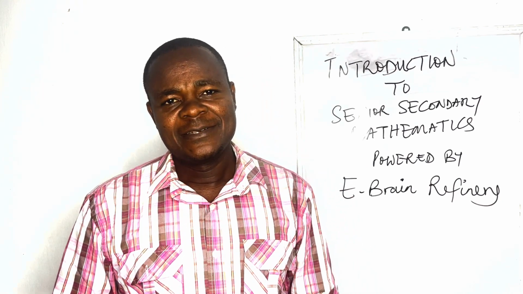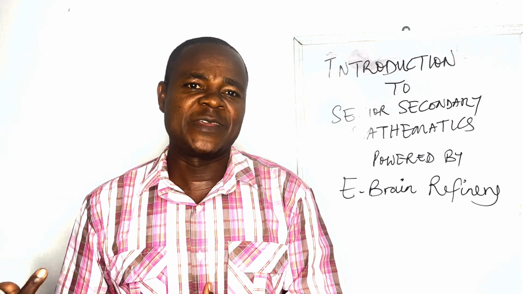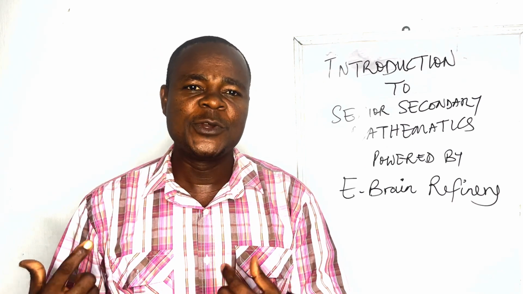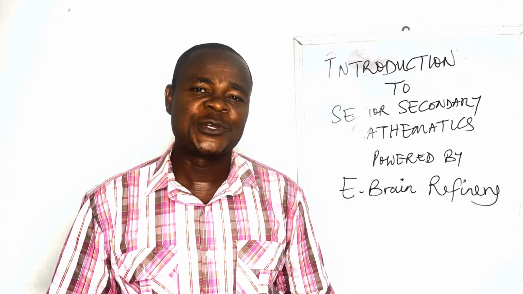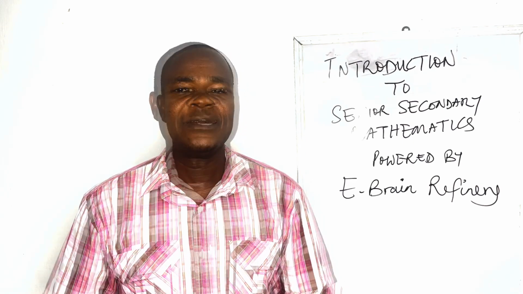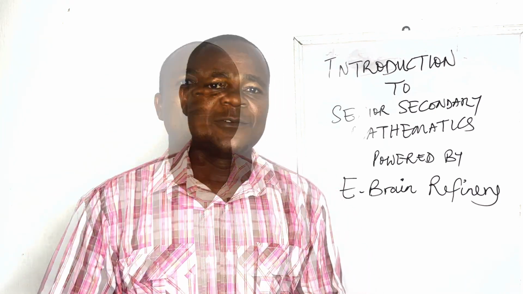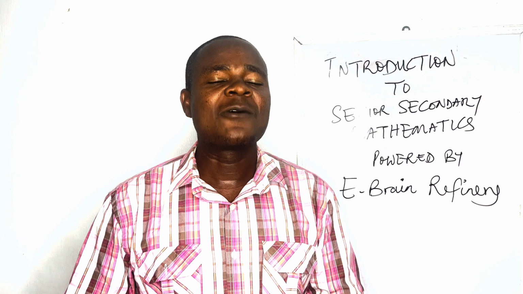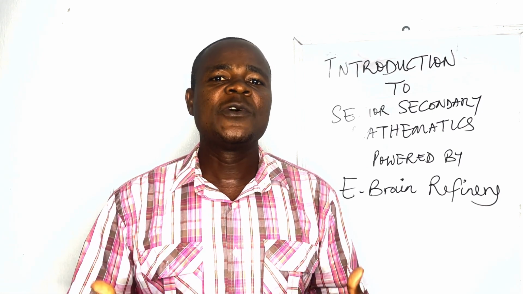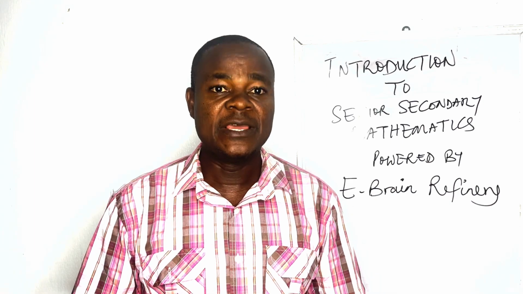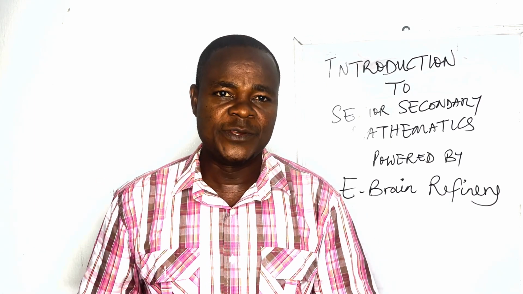To get started, let's start with a review of some of the key topics you must have come across in your junior secondary mathematics. We are going to start from numbers and numeration, algebra, trigonometry, statistics, and geometry. Well, you know that mathematics topics are quite numerous and voluminous, so we are not going to be able to take all the topics in this particular video. We are going to have a series of videos.